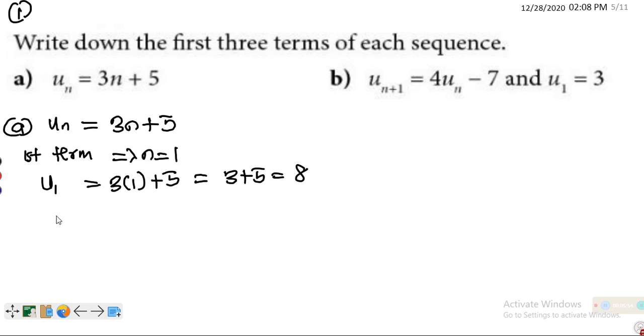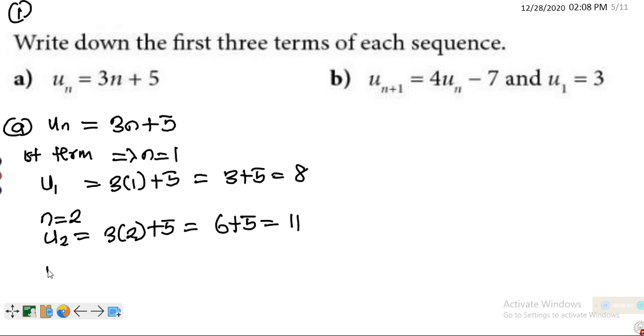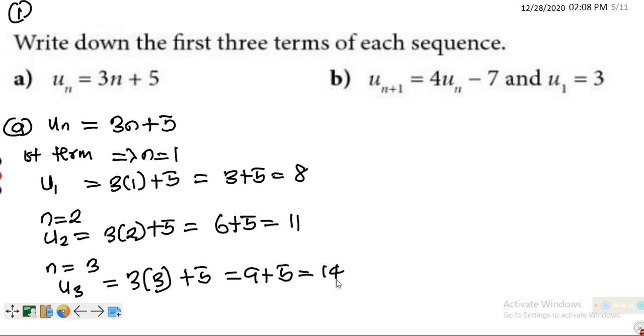We are looking for the first 3 terms. When n equals 2, we have the second term u2, which is 3 times 2 plus 5, which is 6 plus 5, which is 11. And when n equals 3, we have u3, which is 3 times 3 plus 5, which is 9 plus 5, which is 14. So the first 3 terms of the sequence are 8, 11, and 14. So given the nth term, you can find the terms in the sequence.